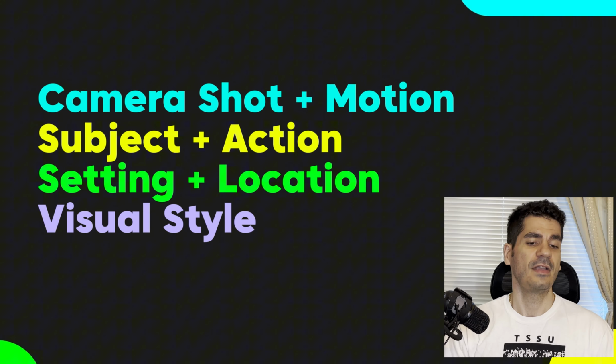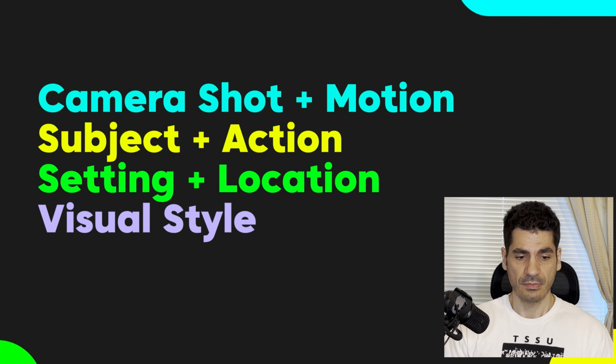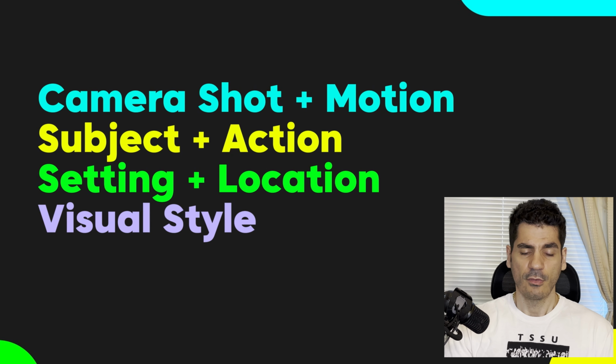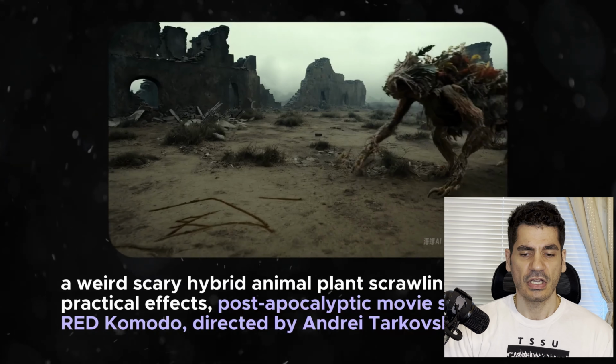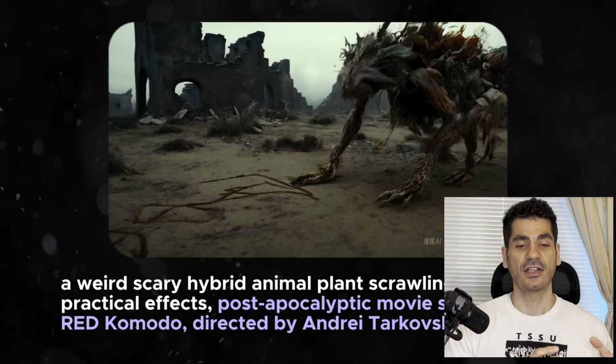As promised at the beginning of the video, now I want to talk about the best formula that you can use for generating AI video and images. As you can see, we have the camera shot, motion, subject, action, setting, location, and visual style. For that, we need to consider these factors in a consistent way.